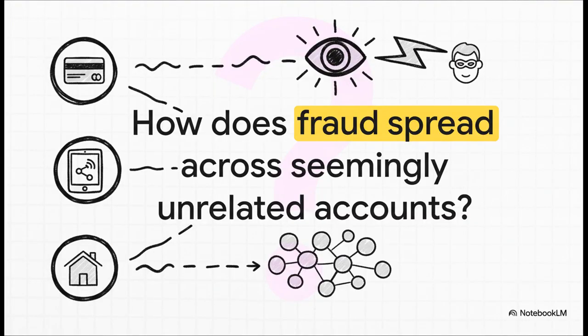Okay, think about it like this. Imagine a fraudster. They use the same credit card on one account, a shared phone number on another, and a similar address on a third. To a traditional database, those look like three completely separate, unrelated events. No red flags. But a graph database, it sees the pattern instantly. Bam! It connects the dots and can flag the entire fraud ring in real time.